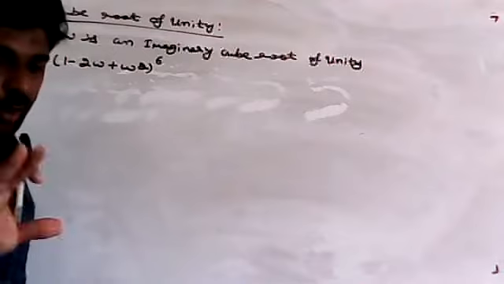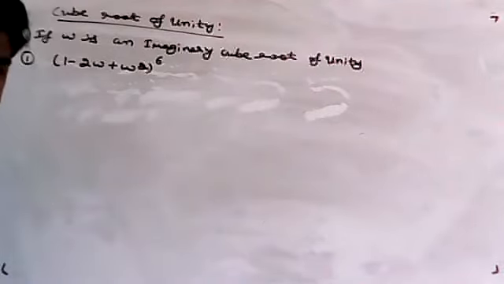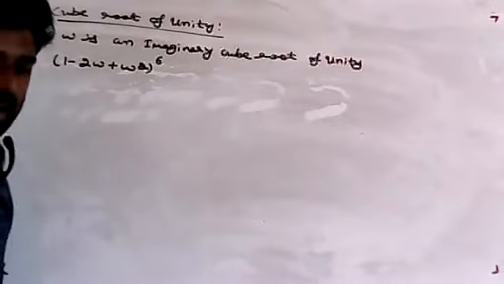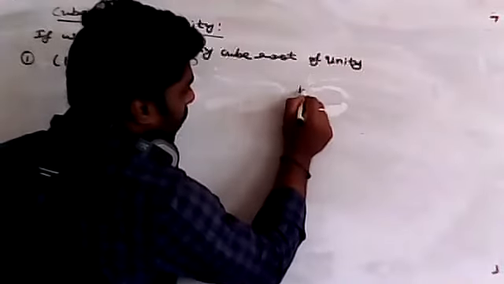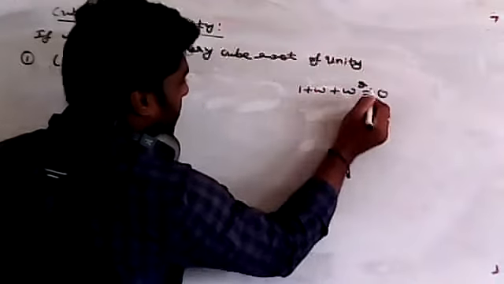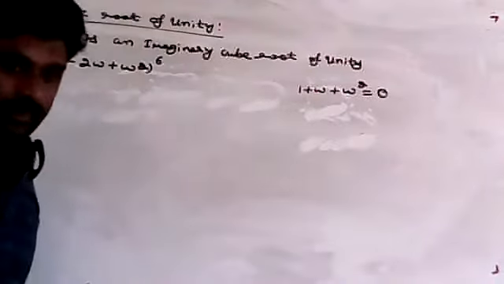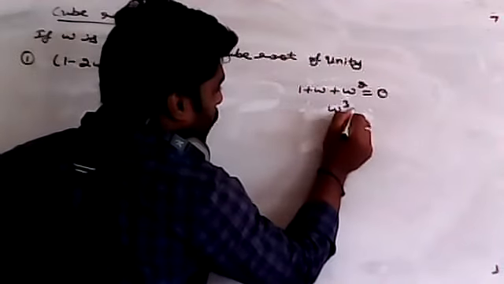Now tell me, I have given all the notes and hints. So how do you have to solve this one? As we know, the first equation you should remember: 1 plus omega plus omega square is 0, correct? This one you have to remember. And one more: omega cube is 1, we have to remember. Now, how can we solve this one?